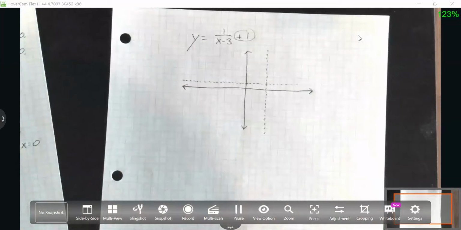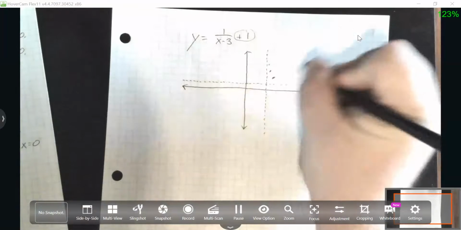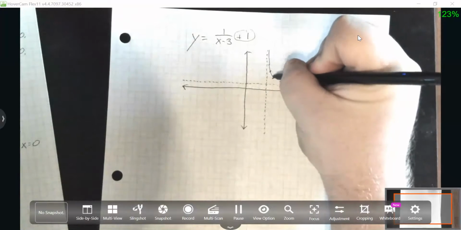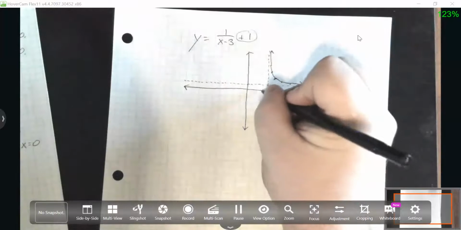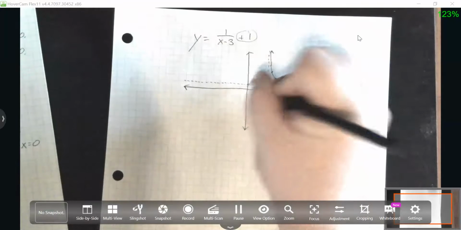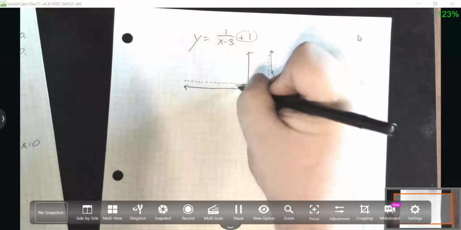Now that I have the asymptotes, it becomes much easier to plot points and see the shape. So I could actually plot XY points. You could do an XY chart, however you want to get your points, and then simply match those points up with the asymptote. If I plotted a few other points to get the other side, we'd have something like this. So there's my basic shape of the graph.